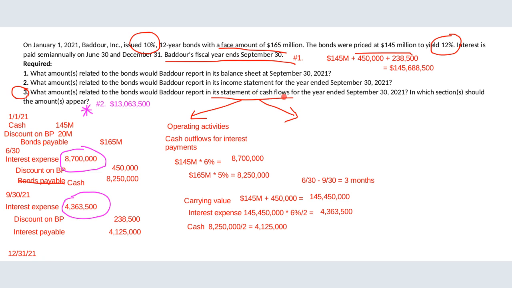And then we're looking at outflows of cash, okay? Outflows of cash. So cash of 8,250,000 is the only outflow of cash related to interest that's reported under operating activities on the statement of cash flows. But we also have another section of the statement of cash flows that the bonds will also have an effect on, which is what section?